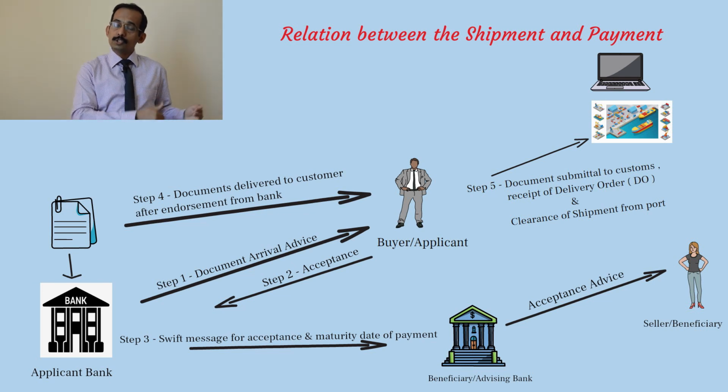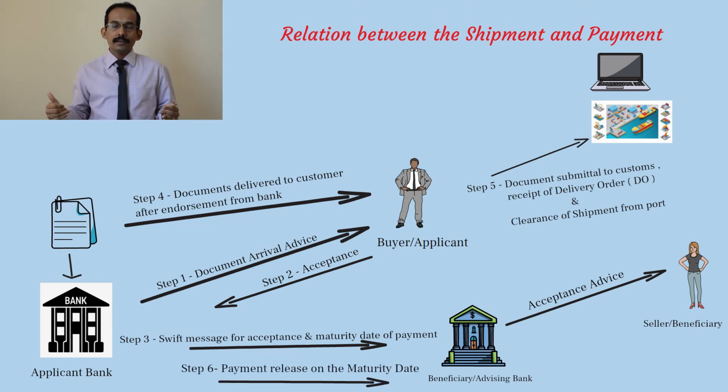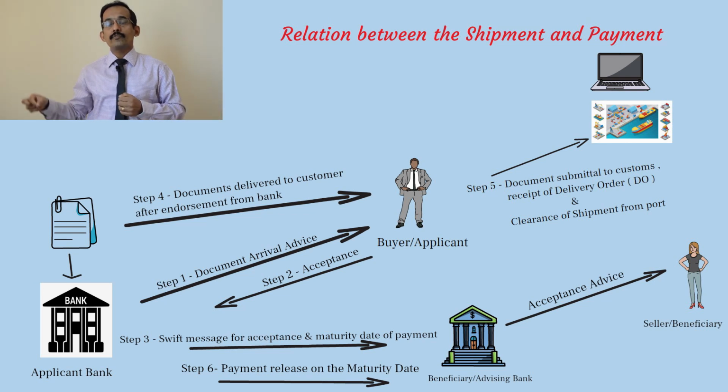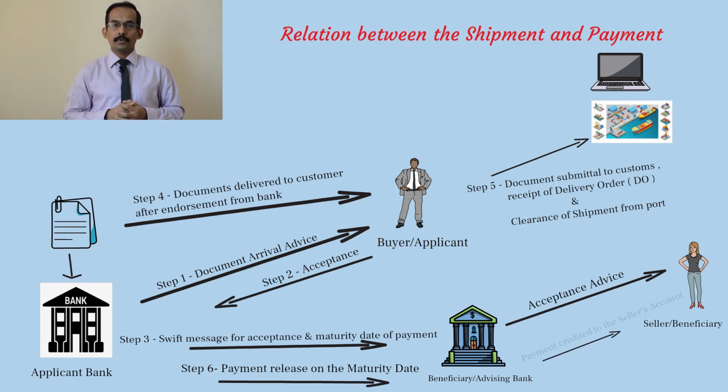Meanwhile, on the maturity date of this letter of credit, the payment is transmitted from the applicant bank to the beneficiary bank, and the beneficiary bank in turn intimates the beneficiary regarding the same, and ultimately the fund is credited to the beneficiary's bank account. So this is how the whole process of an LC works.